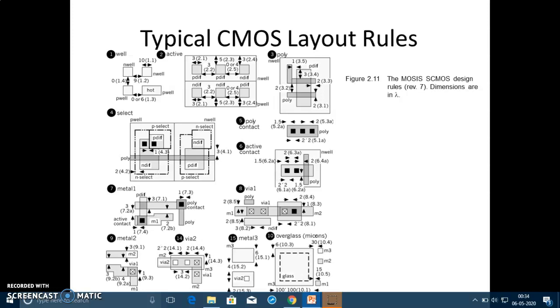In MOS and CMOS design diagrams, the lambda rules can be used. There are two rules, lambda rules and micron rules. Here we can discuss lambda rules only.